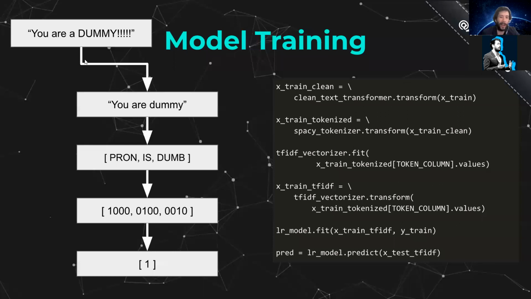Imagine somebody leaves a comment, as you would on YouTube or Reddit, something like "you are a dummy." It would go into our clean text transformer, which removes all the symbols, unwanted stop words, etc. So it would go from "you are a dummy" to "you are dummy." Then it would convert into tokens. In this case, it would be pronoun, is, dumb, right?